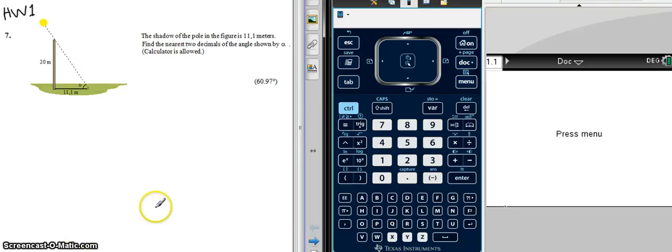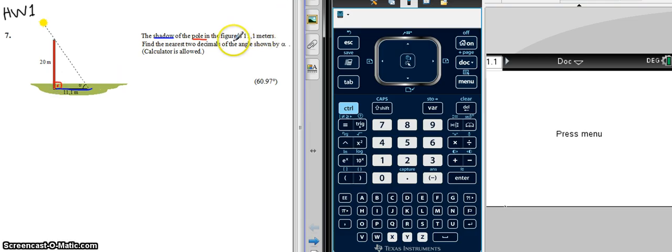Okay, in homework 1 we have a calculator question and we have the shadow of a pole. So here is the shadow, this part here along the ground. The shadow of a pole, and so the pole is this section here. The pole is this part, and we have to make the assumption that the pole is actually at 90 degrees. It's not given, but we have to make that assumption.